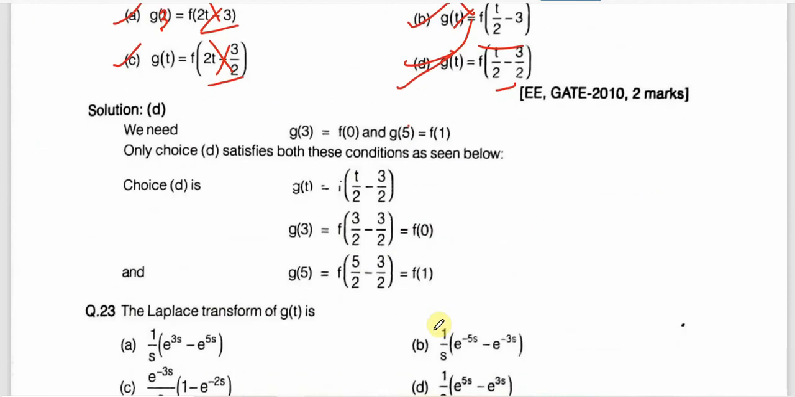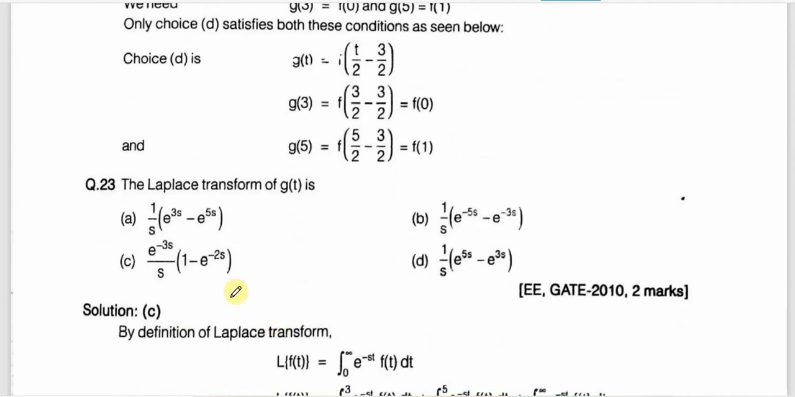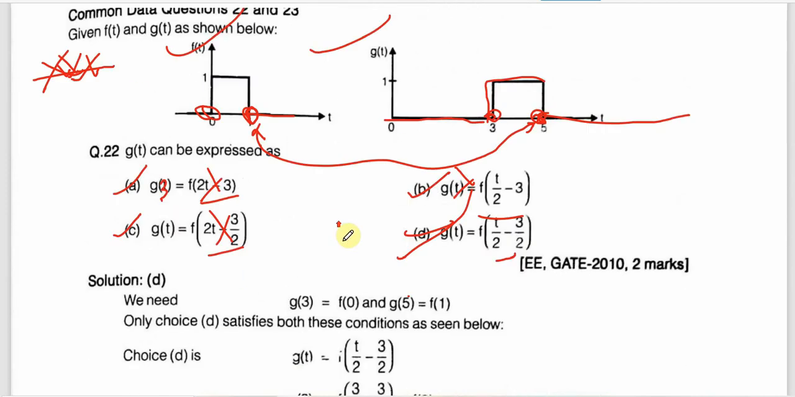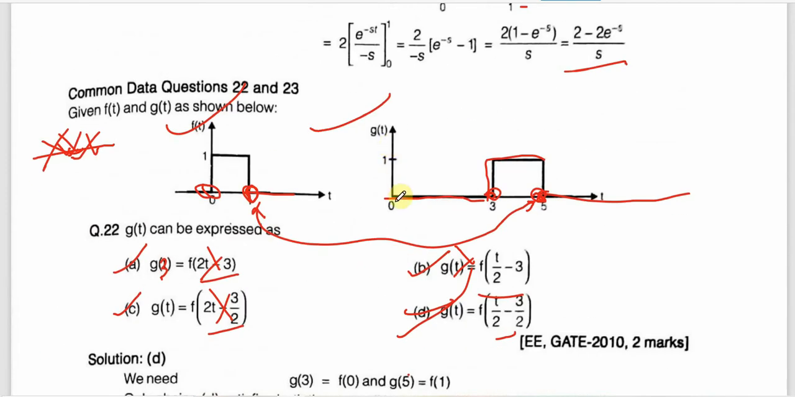Now its second part of the question is the Laplace transformation of g of t. So what is the Laplace of g of t? Laplace means we have to integrate from 0 to infinity e to the power minus st into f of t dt. So here it will be g of t dt. So what is g of t?